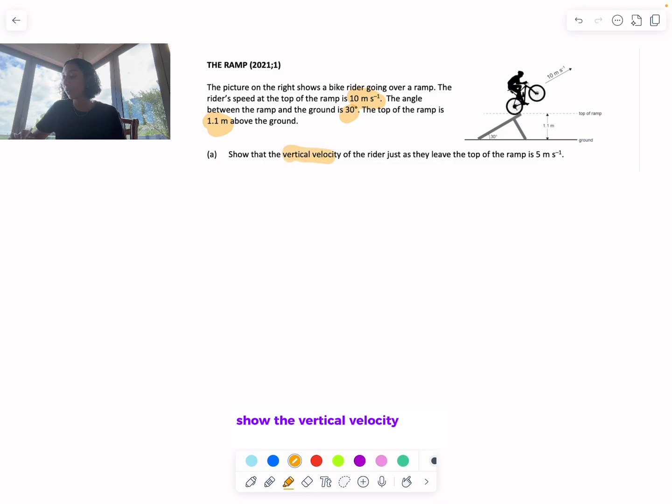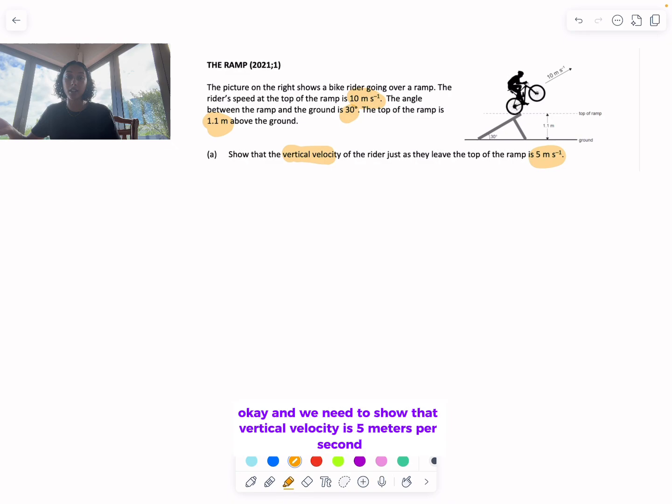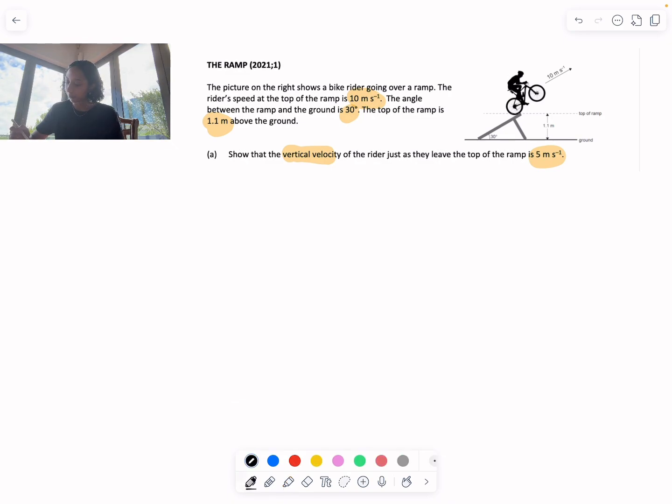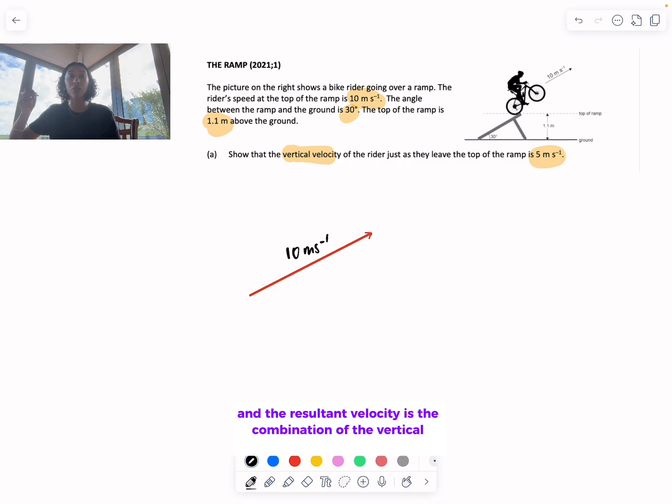Show the vertical velocity of the rider just as they leave the top of the ramp, okay? And we need to show that vertical velocity is 5 meters per second. So let's have a look at what we're dealing with. So we know that we've got a resultant velocity, which is 10 meters per second, as the question suggests.